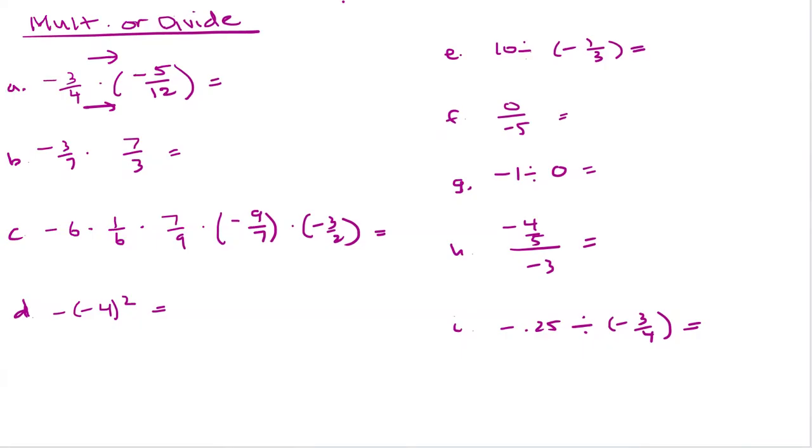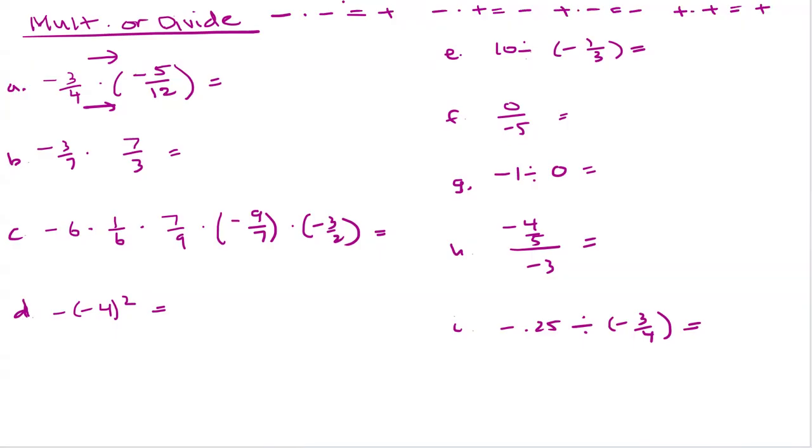Okay, so let me just re-jog your memory. A negative times a negative is a positive. A negative times a positive is a negative. A positive times a negative is a negative. And then, of course, a positive times a positive is a positive. Okay, so remember that. It also follows suit for division. So negative divided by negative is a positive, a negative divided by a positive is a negative, a positive divided by a negative is a negative, and a positive divided by a positive is still a positive.